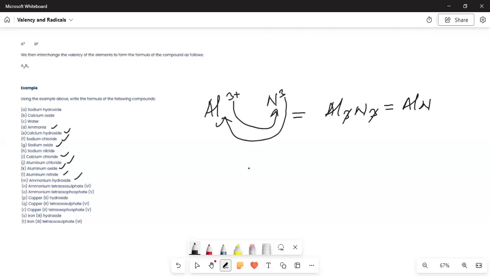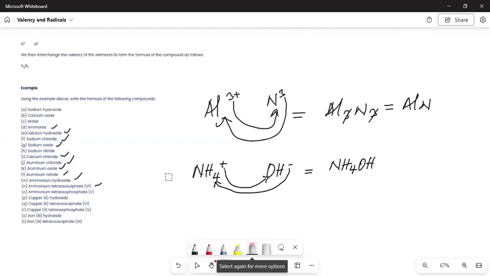And then the next one is ammonium hydroxide. Ammonium is NH4 plus, and hydroxide is also a radical, OH minus. So when there's a reaction, a combination between the two of them, ammonium picks 1 from hydroxide. So the formula is NH4OH, the 1 is not written.